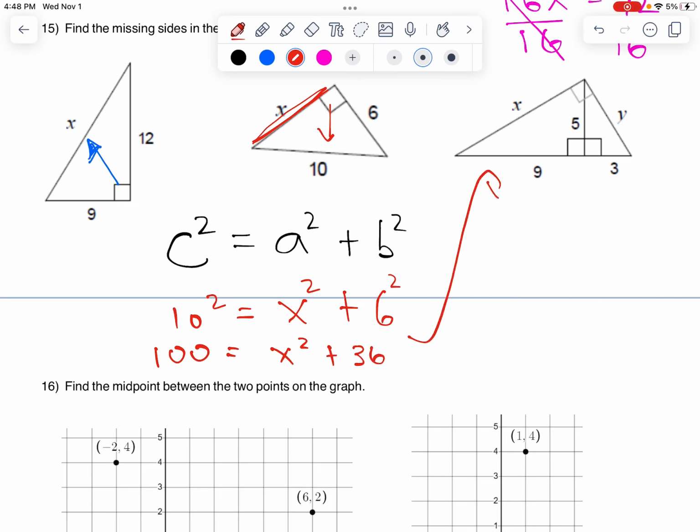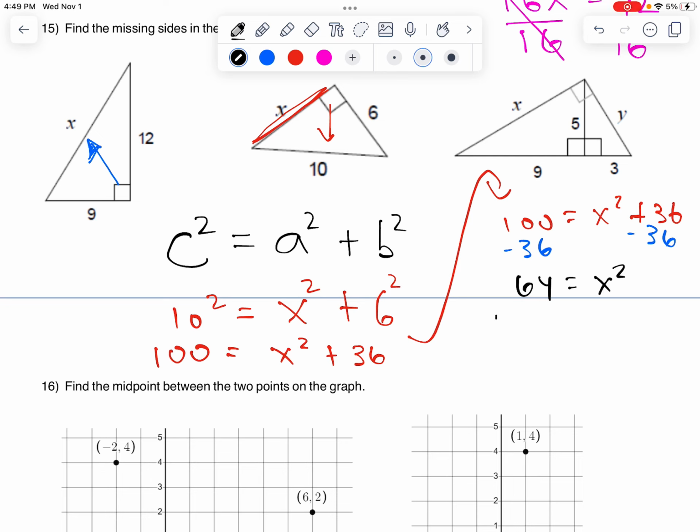So let me bring that over here. We have 100 equals x squared plus 36. Well, we're trying to get x by itself. I have this annoying plus 36 on that side of the equals. I don't like it there, so we're going to get rid of it. But if I subtract 36 from that side, I got to do the same on that side. And now we're going to have 64 is equal to x squared.